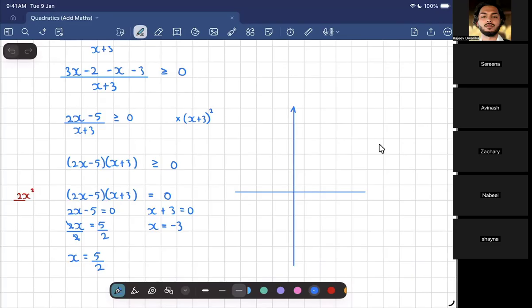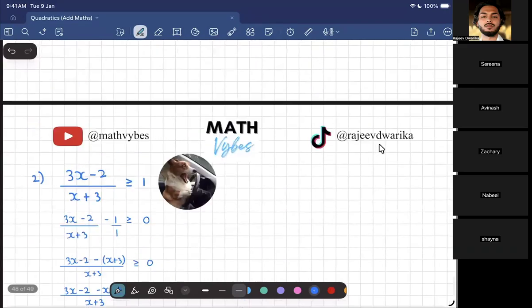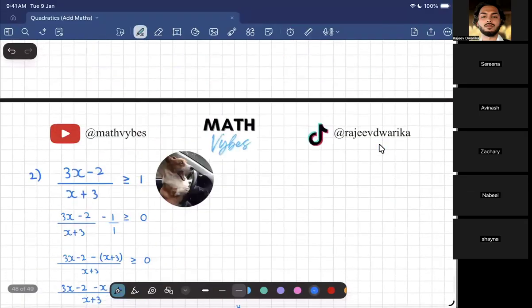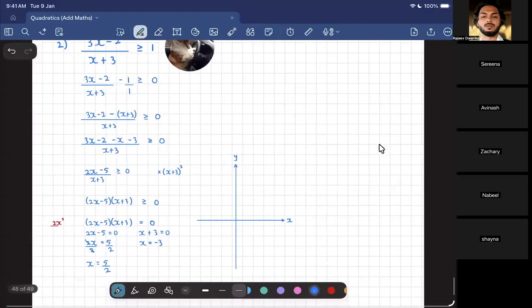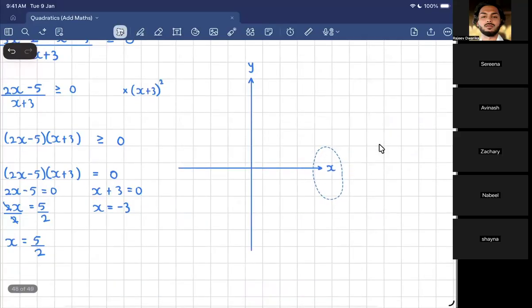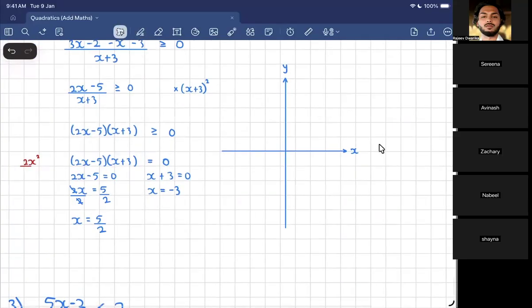Don't worry, I'll show you an easier way to do this question. Slightly easier, nothing too different. You could always approach it using the analytical method, but this is the standard approach they typically want to see. So yeah, let me continue, right, Nabil?